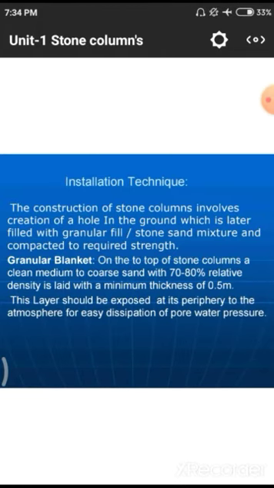Normally sand means the particle size is below 4.75 mm. We consider that matter as sandy matter. Above 4.75 mm we call it an aggregate of coarser particles. We need to use 70 to 80% relative density with a minimum thickness of 0.5 meters. That means 1.5 to 2 feet. We need to maintain this granular blanket with coarser particle sizes. Next, the layer should be exposed at its periphery to the atmosphere for easy dissipation of pore water pressure.